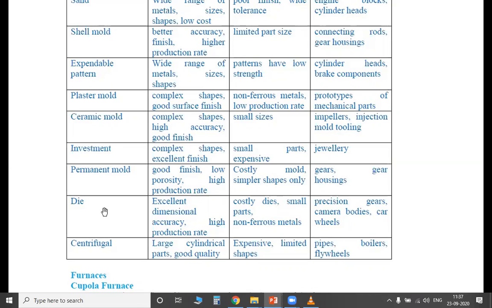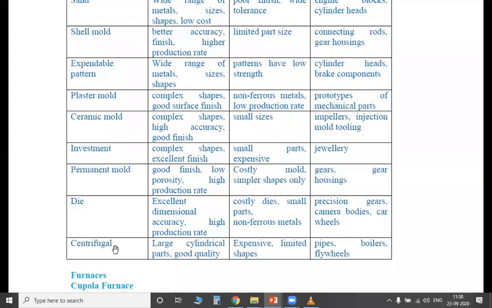Die casting has excellent dimensional accuracy and high production rate. When it comes to the disadvantages, there are costly dies, small parts and non-ferrous metals. It is very costly because we prepare a permanent die, so it can be reused. It is not wasted, but it should be used for the right type of parts. Examples are precision gears, camera bodies and car wheels.